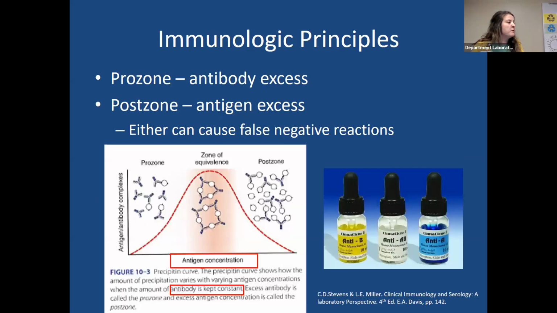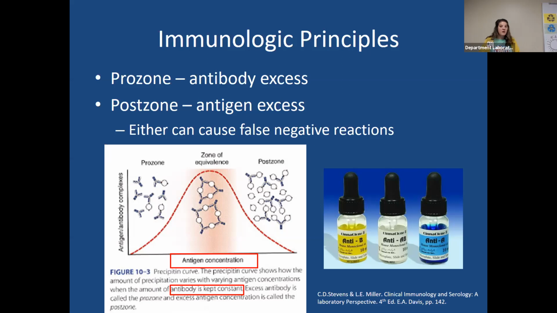All right, make sure you guys remember prozone versus postzone. Remember, when we are thinking about the antigen-antibody complex and we want the antibody to bind to the antigen, we want to allow for that zone of equivalence. We don't want prozone, where we have too much antibody, and we don't want postzone, where we have excess antigen. So make sure you guys are familiar with that terminology, and make sure you understand both of these can cause a false negative.